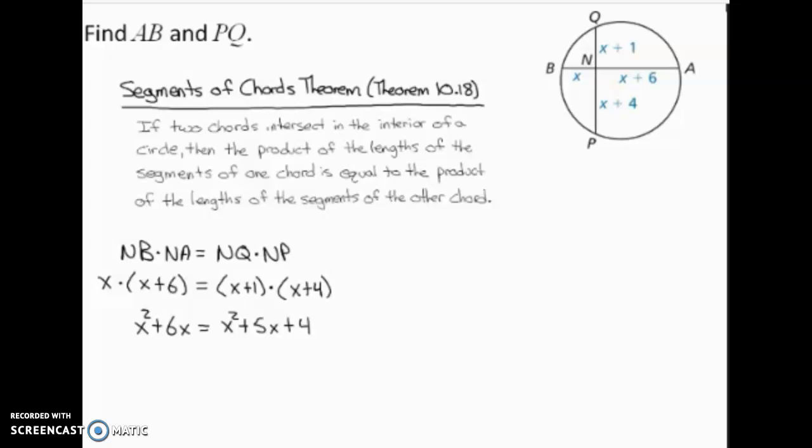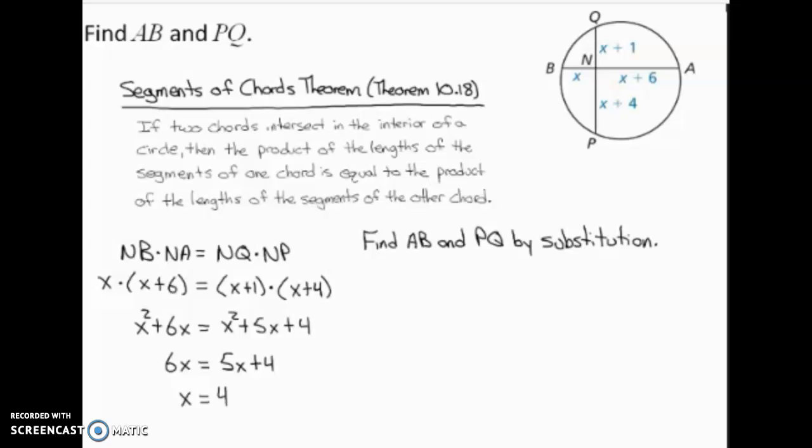Next, subtract x squared from each side to get 6x equals 5x plus 4. Then subtract 5x from each side to get x equals 4. Next, find AB and PQ by substitution.